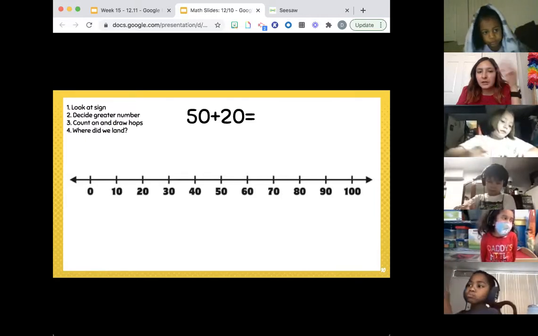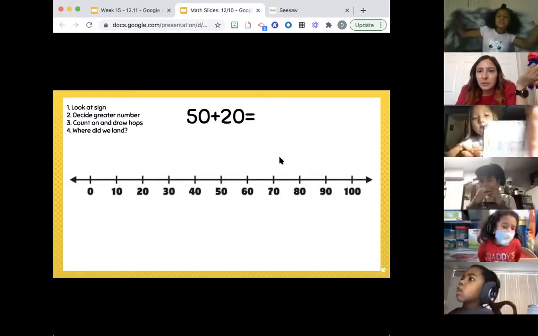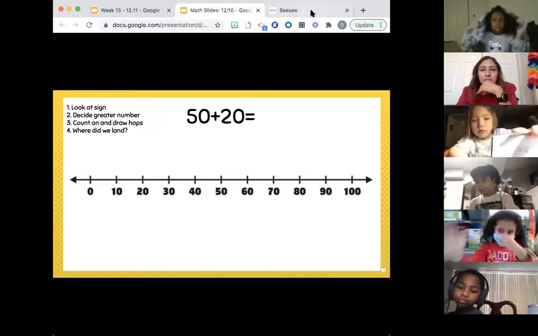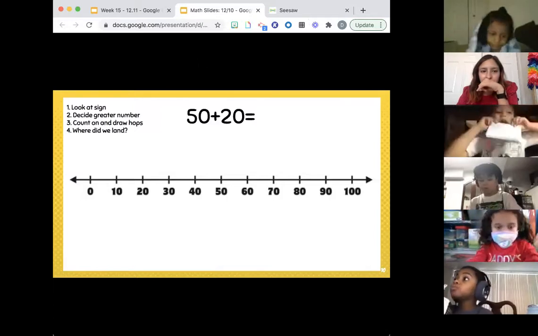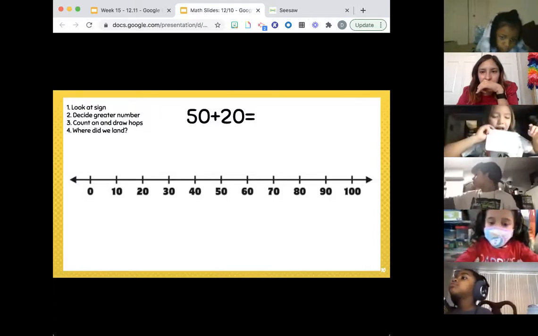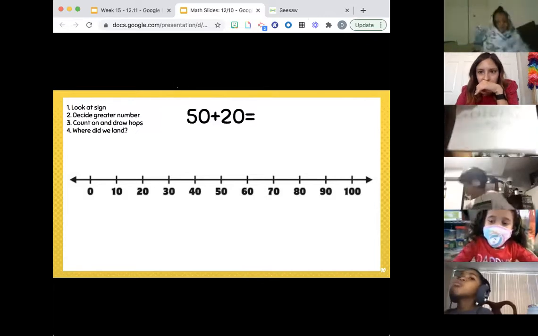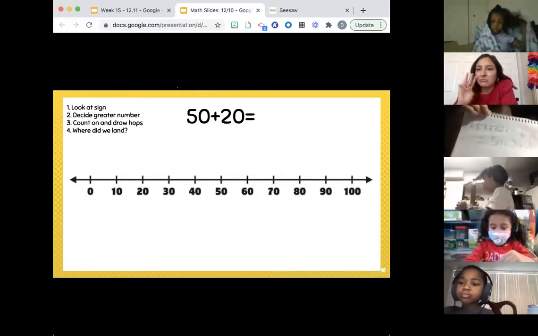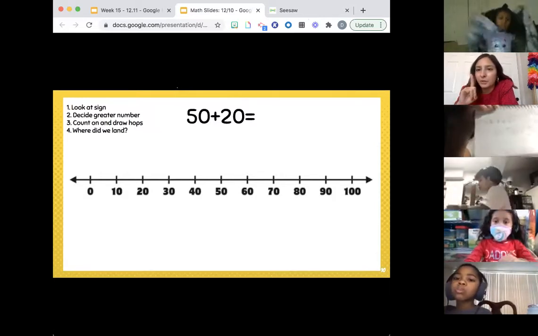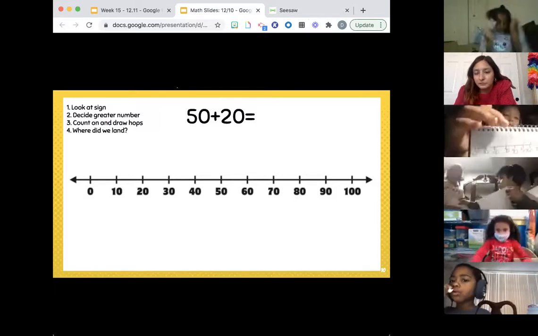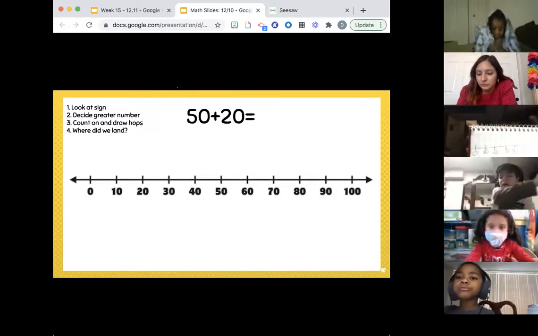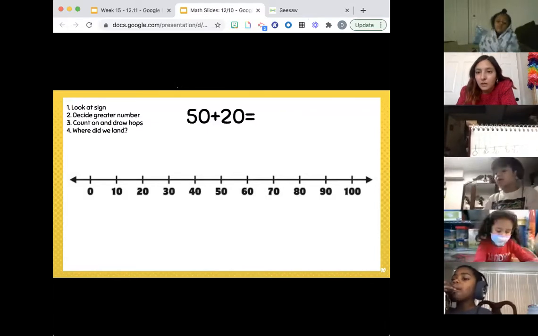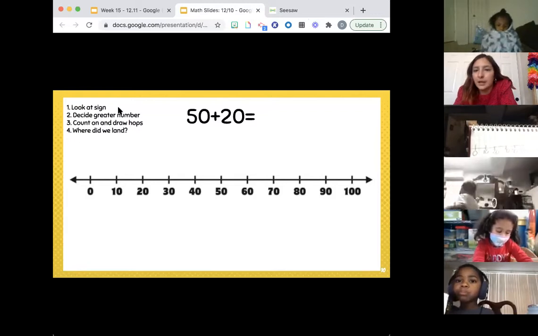Now, okay, friends, what do we do first? Just tell me, what do we do first? Zena, what do we do first? Count how many hops we have to do. Nope, that's actually the third step. We want to do the first step. What do we do first? Nope. First, we look at the sign.